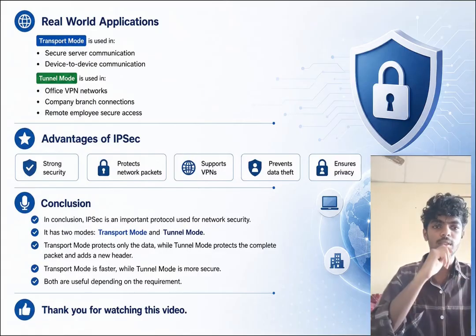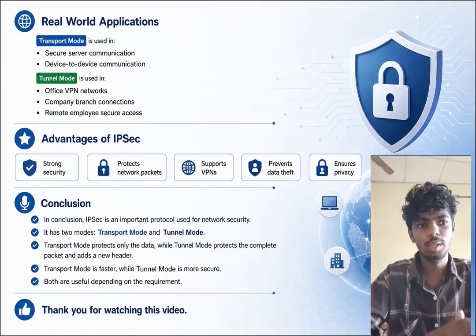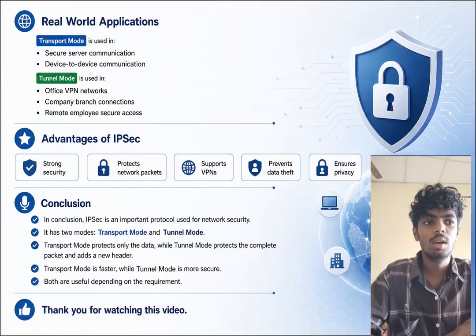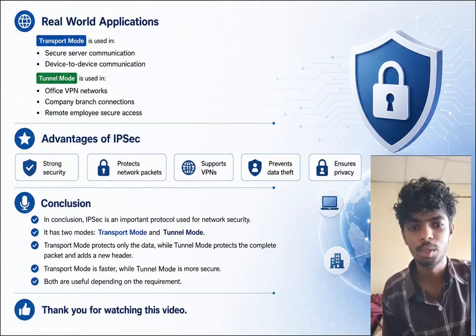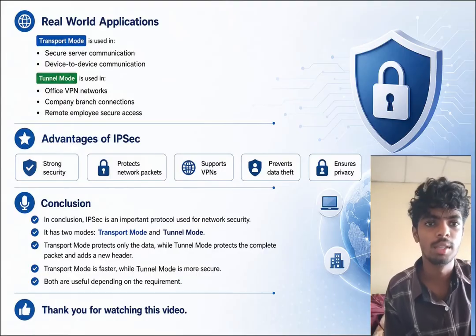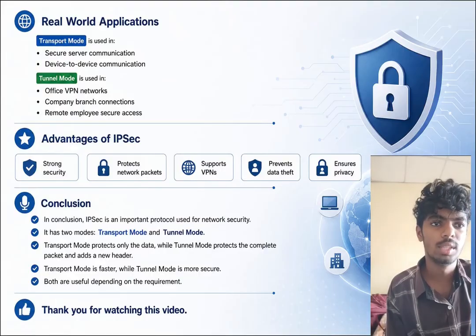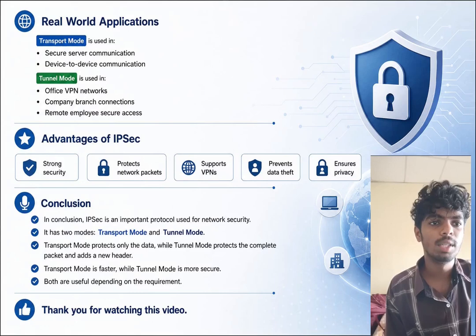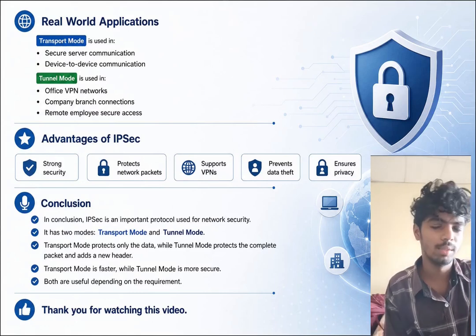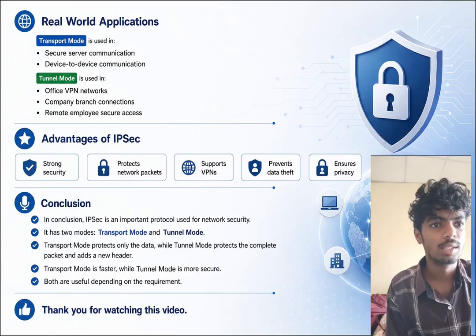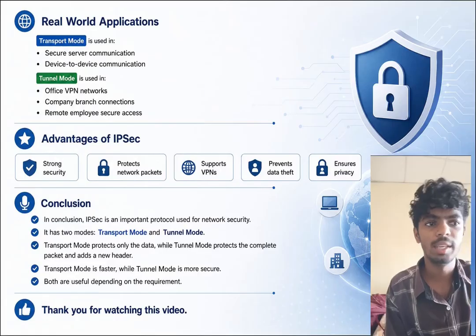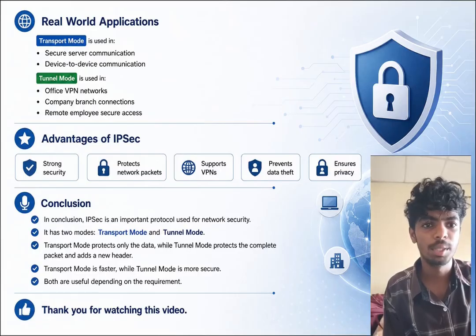In conclusion, I'm going to say IPsec is an important protocol. It provides security in computer networks and internet communication. It's mainly used for the internet because we don't want strangers to know our address. It has two modes, transfer mode and tunnel mode. Transfer mode protects the data portion of the packet only, and the tunnel mode protects the entire packet, both data as well as address. These are the two things which IPsec provides.